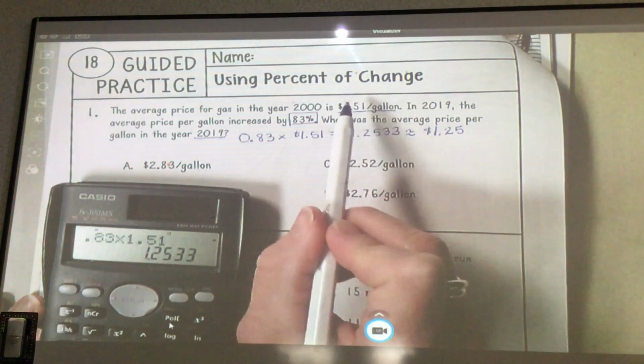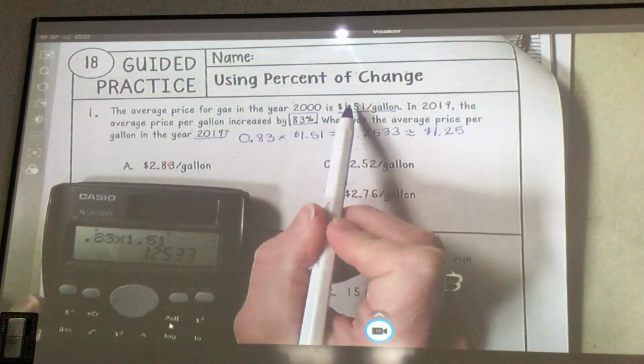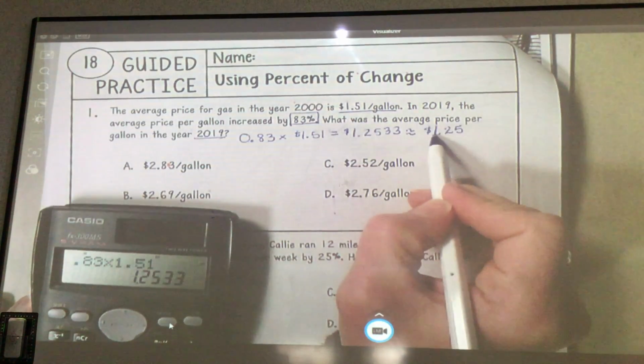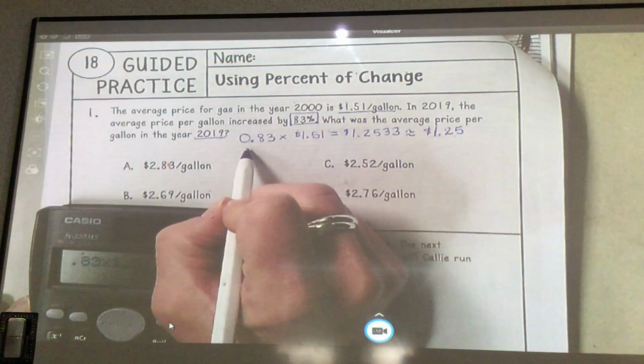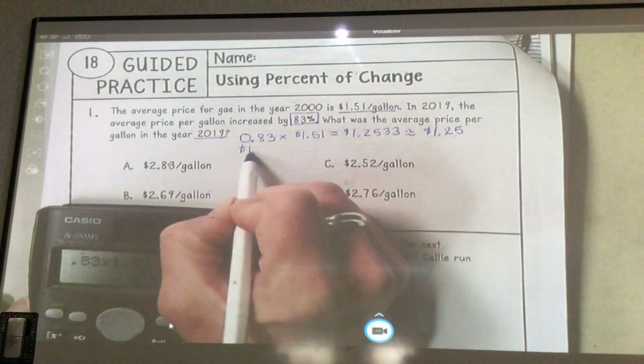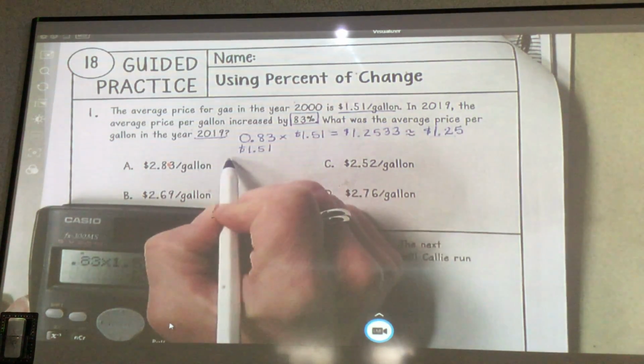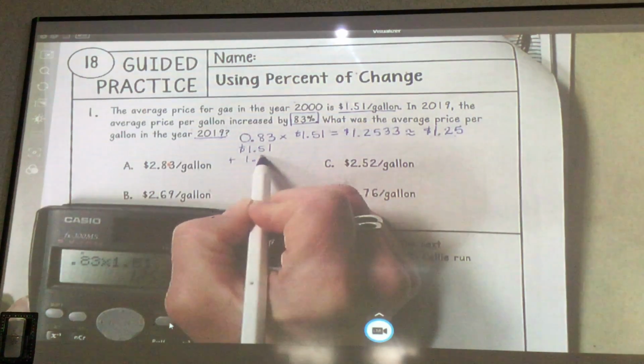So now what do I do with my original amount and this amount? What do I do with them? Add. So then I'm going to show $1.51 plus $1.25.